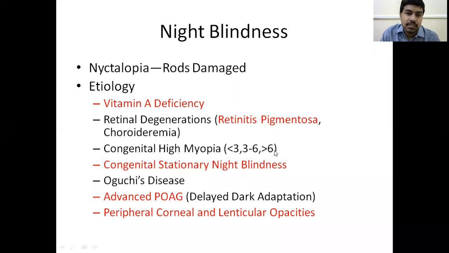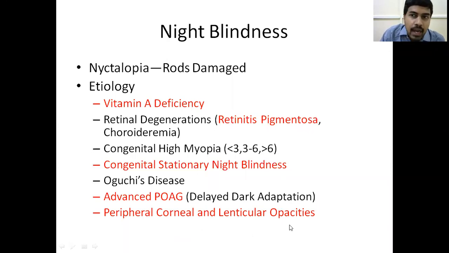So more than -6 power, if it is there, it can also lead to some defect in night vision. And congenital stationary night blindness, Oguchi's disease, there are a few diseases. And advanced primary open angle glaucoma. In primary open angle glaucoma, there is a delayed dark adaptation. And peripheral corneal lenticular opacities.